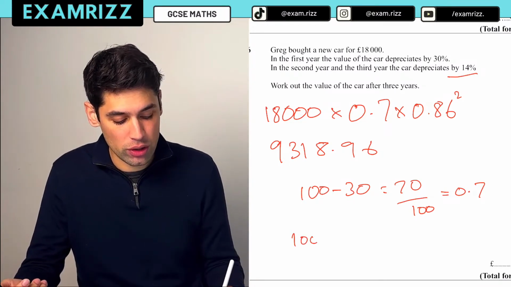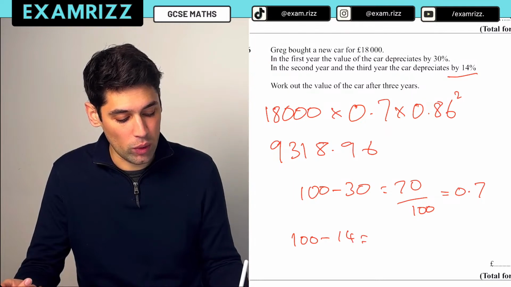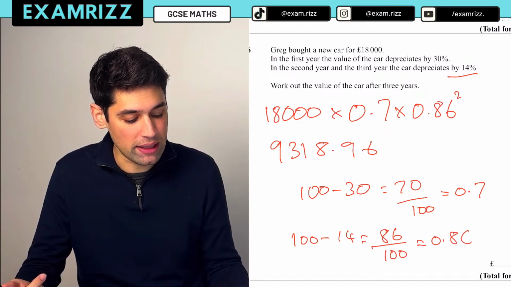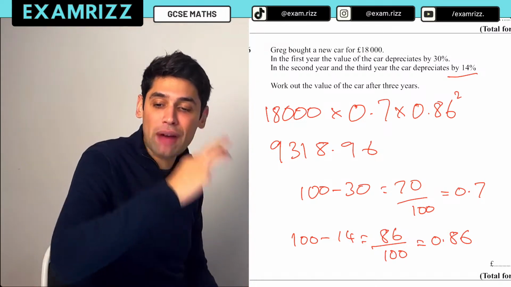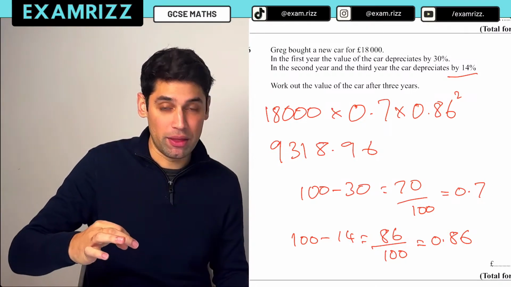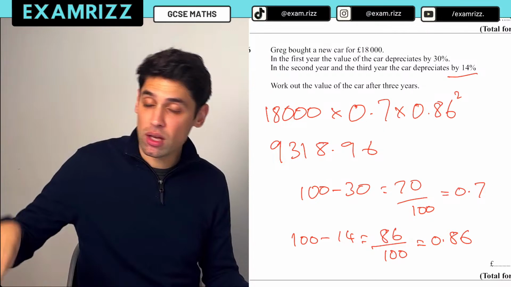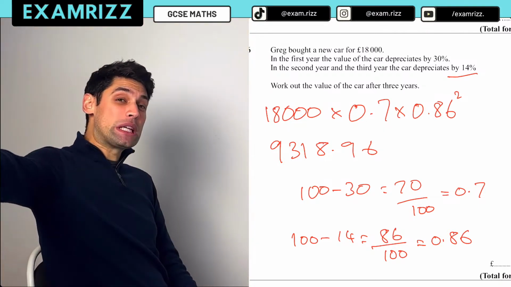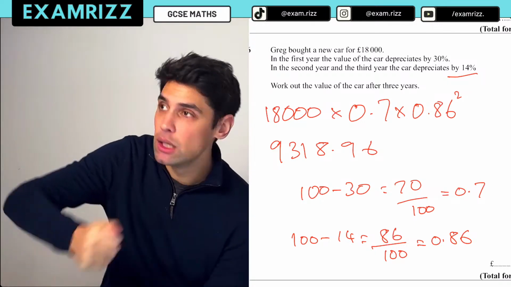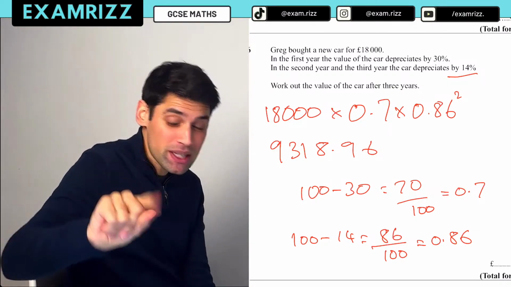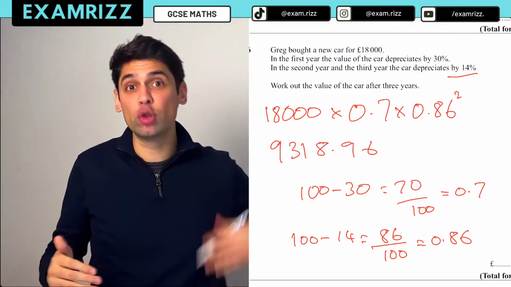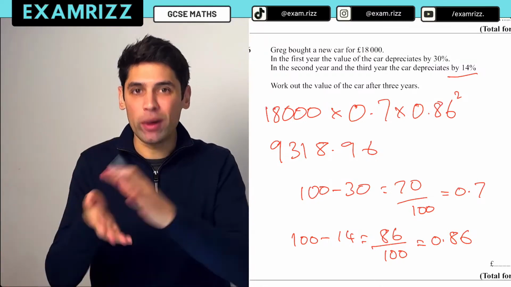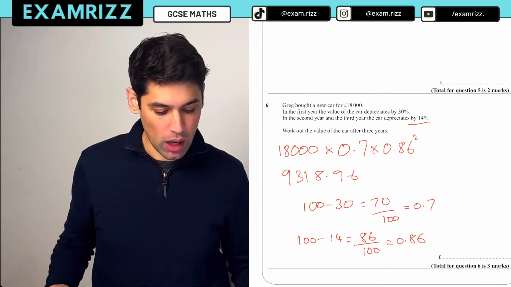So for that, you do 100, take away 14, which is 86, and divide that by 100, which is 0.86. So to find the value of something that has depreciated by 14%, you can times it by 0.86. To find the value of something decreased by 10%, you times it by 0.9. To find the value of something decreased by 1%, you times it by 0.99. You're just minusing that percentage from 100 and then doing it as 0. Whatever that is. I hope that makes sense.